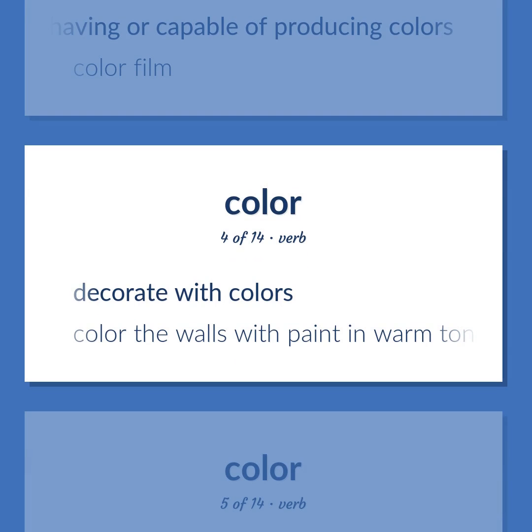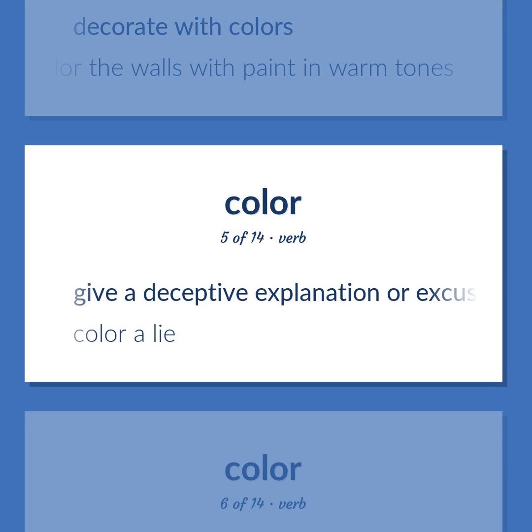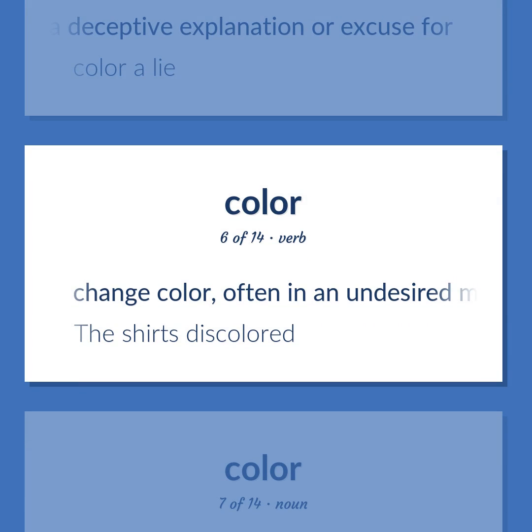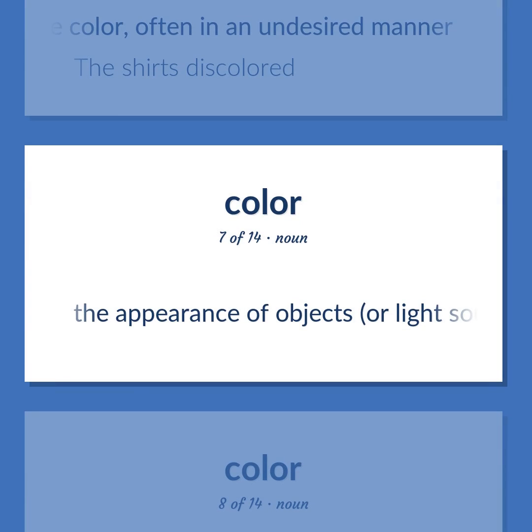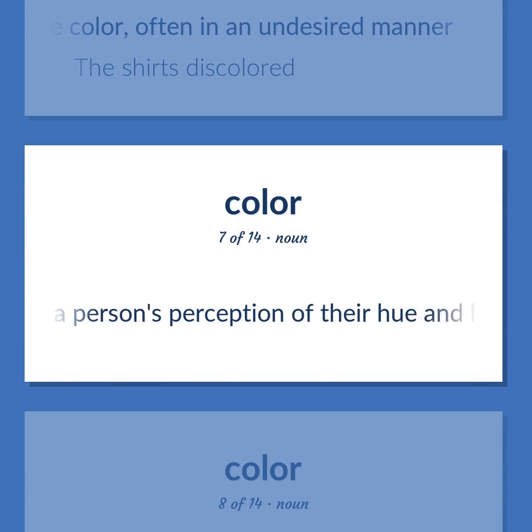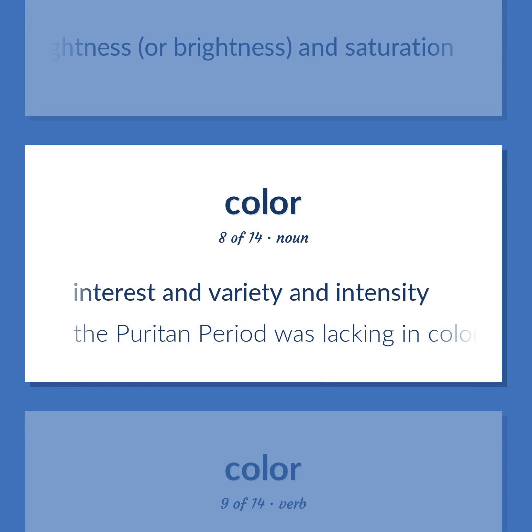Decorate with colors. Color the walls with paint and warm tones. Give a deceptive explanation or excuse for. Color a lie. Change color, often in an undesired manner. The shirt's discolored. The appearance of objects or light sources, described in terms of a person's perception of their hue and lightness or brightness, and saturation. Interest in variety and intensity. The Puritan period was lacking in color.